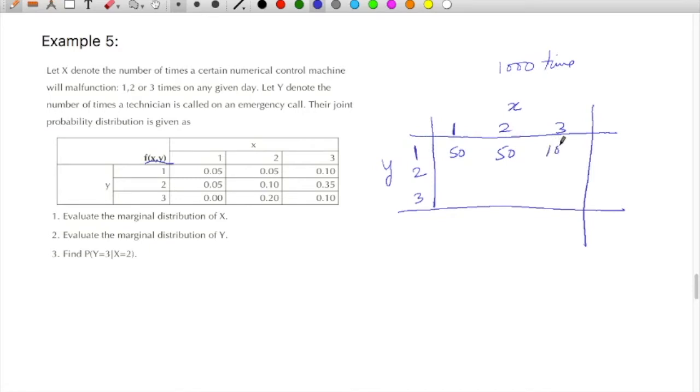Suppose 50 times again, twice the machine was not working and once the operator was called on emergency. Thrice the machine was not working, suppose 100 times. Then 50 times for this combination, 2 and 1. For this combination, suppose 100 times. For this combination, suppose 350 times. For this combination, suppose none of the situation occurs, when 3 times the operator was called on emergency and once the machine was not working on the given day. Same thing here, suppose 200 times, suppose 100 times. The sum of all these will be 1000.